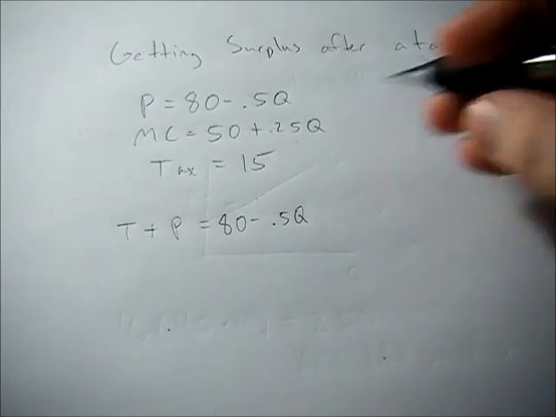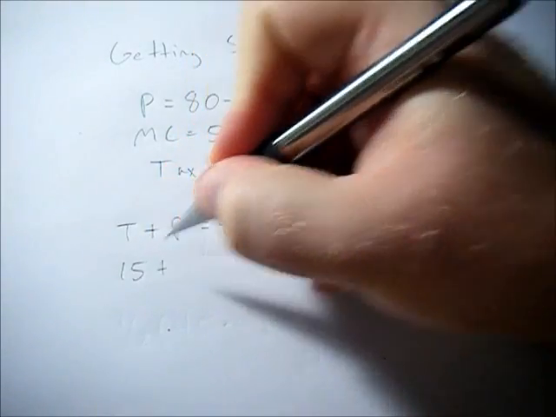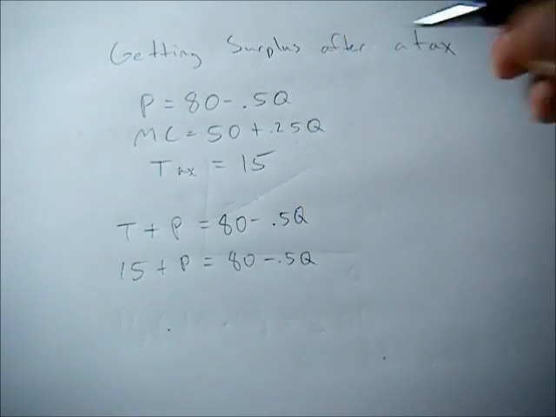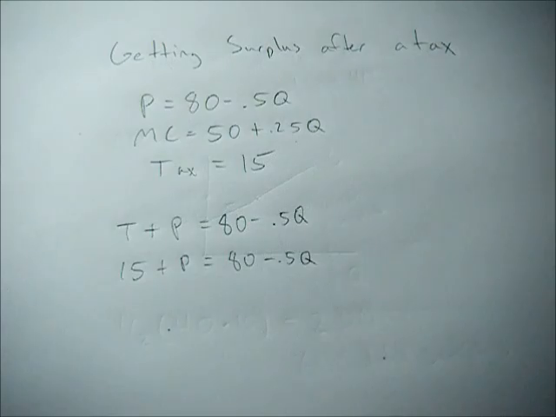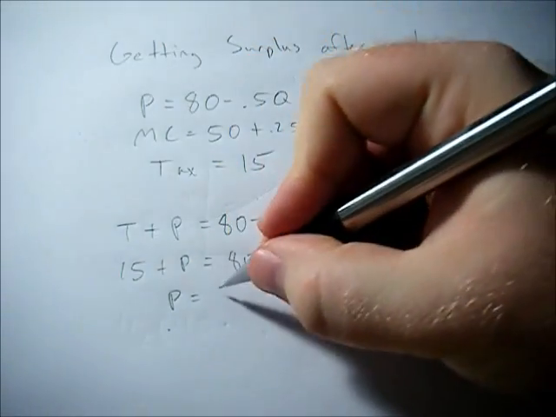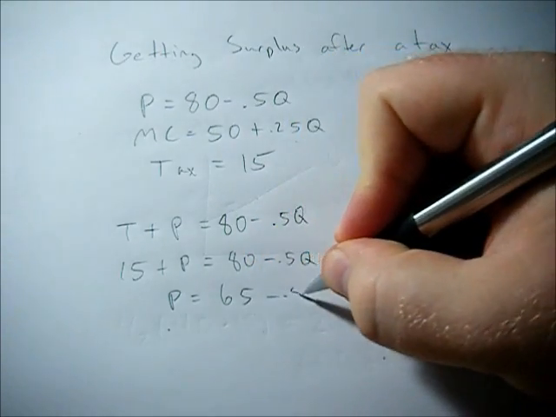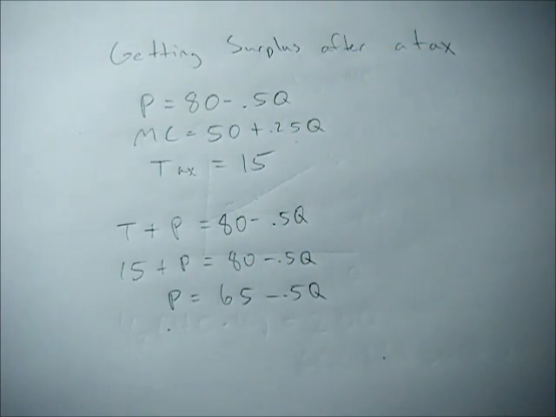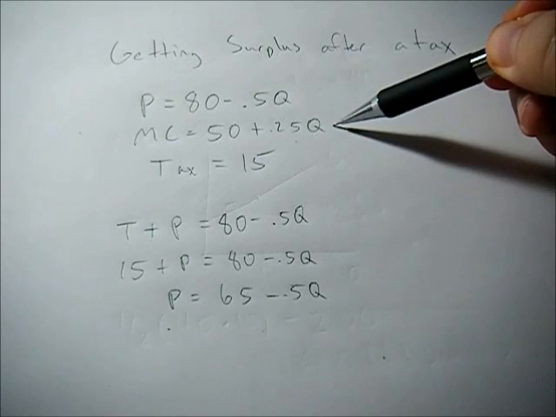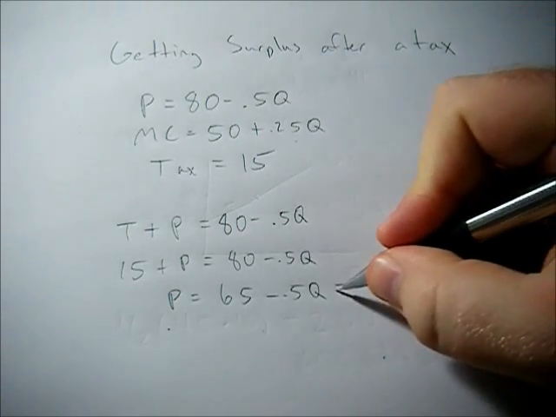But we know the tax is 15, so we can say 15 plus p equals 80 minus 0.5q. We can then subtract 15 from both sides to get p equals 65 minus 0.5q, and now we have our new inverse demand function, and we can go through all the same steps as we did in the prior video. So let's do that. We set the inverse demand function equal to the marginal cost function.